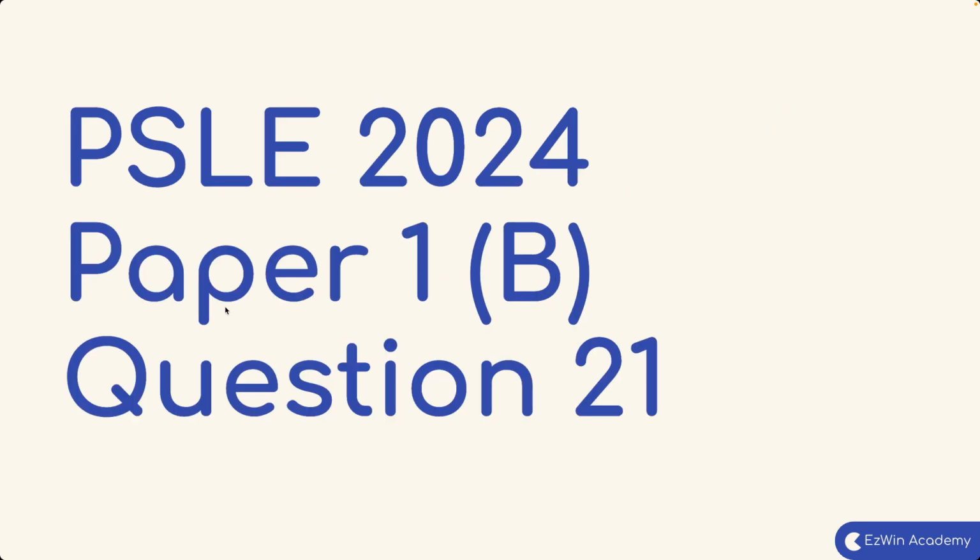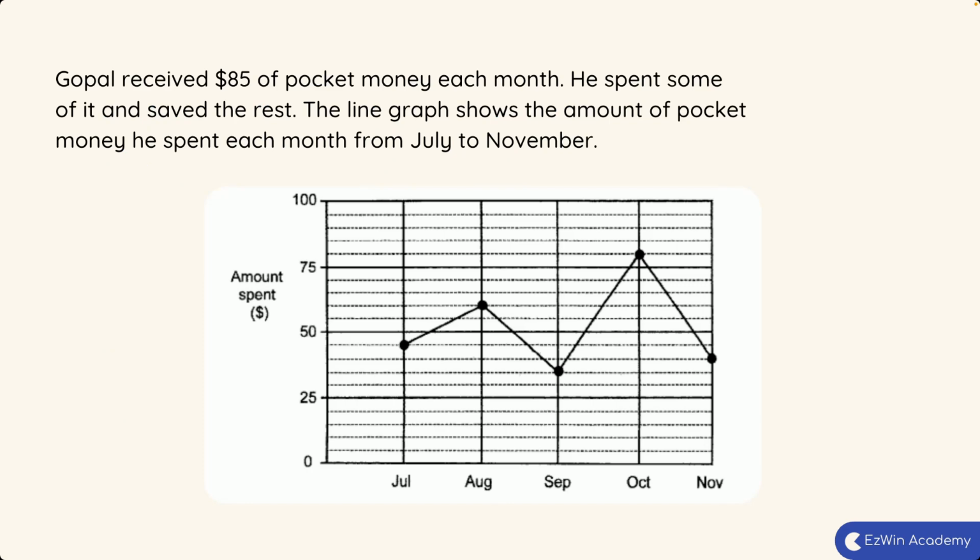So we're going to go through on the PSLE 2024 paper 1B question 21 and 22. So the question goes, Gopal received $85 of pocket money each month. He spent some of it and saved the rest. The line graph shows the amount of pocket money he spent each month from July to November. So usually what I will do is that I will probably create a table.